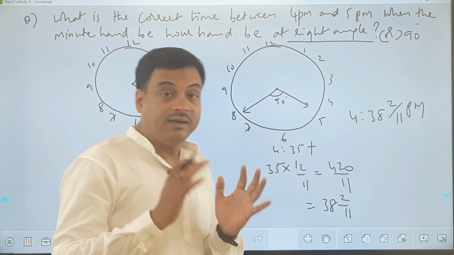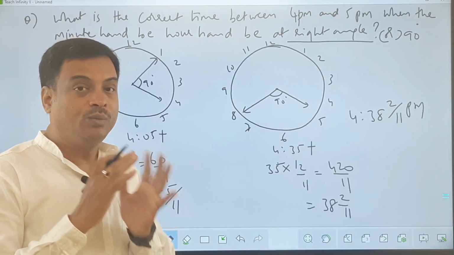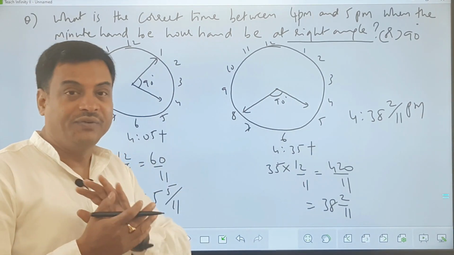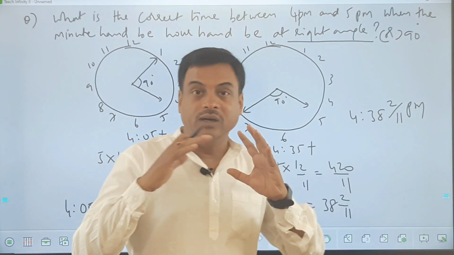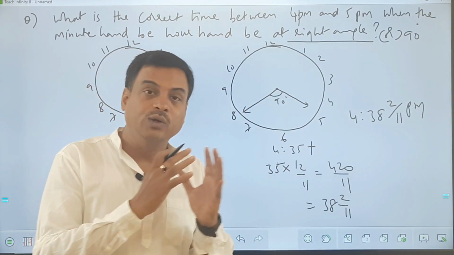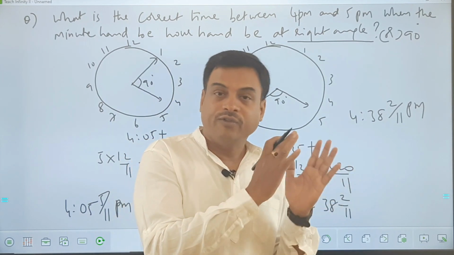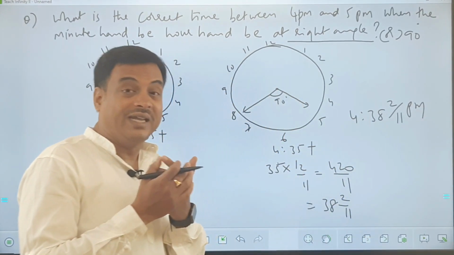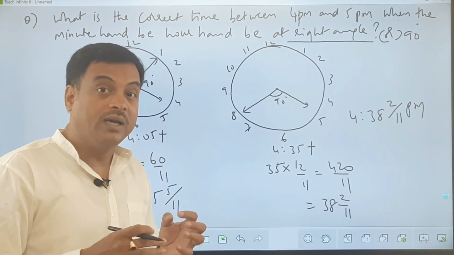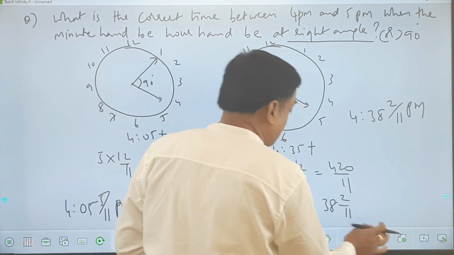Please understand there is a direct formula also for this, but I don't want to involve a formula every time because we'll get dependent on it. If you learn the concepts, we can do any question on clocks. That is what the main agenda here is. But I don't want to even ignore the formula. Sometimes the formula usage also will be very easy for us.